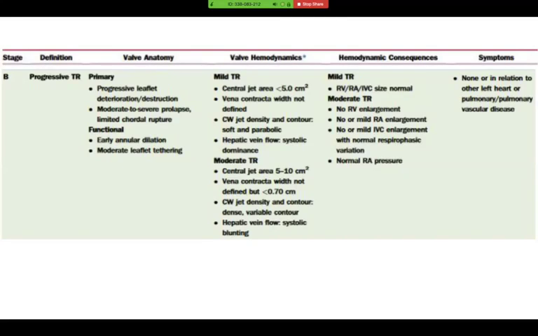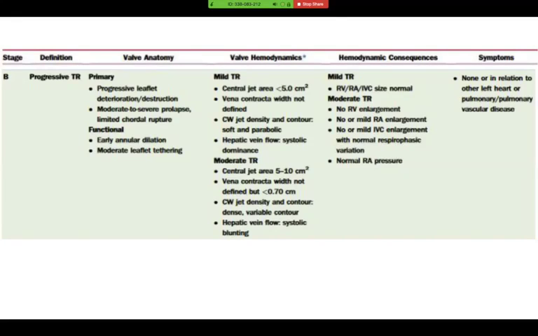If you go to moderate TR, the central jet area would be 5 to 10 centimeters square, and the vena contracta would be less than 0.7 centimeter. You can see they have not defined it in mild TR. It is only less than 0.7 or more than 0.7. The continuous wave Doppler would be dense with a variable contour, and in the hepatic vein flow, systolic blunting will be there.